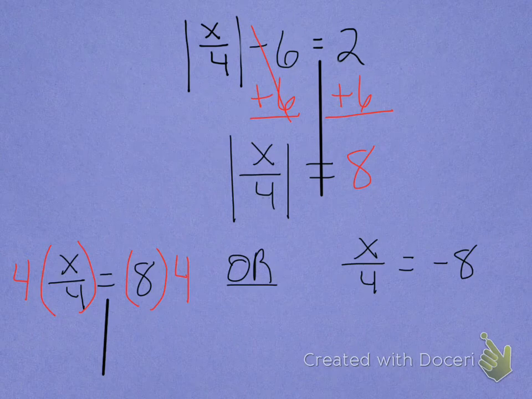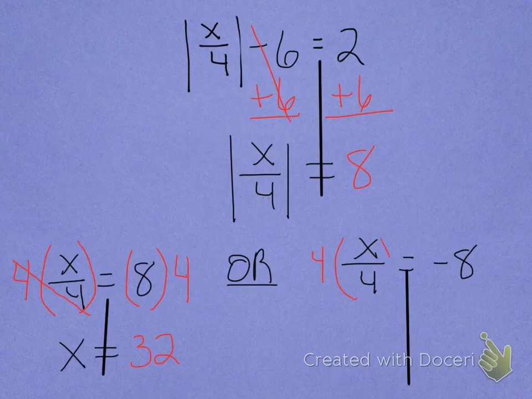And when I multiply by 4 and then divide by 4, they cancel out to reduce to 1. So that gives me 1x, or just x, is now equal to 8 times 4, which is 32. Or, considering the negative side, because again x is being divided by 4, now multiply both sides by 4 again. 4 divided by 4 is going to cancel to 1, so x is now equal to a negative 32.